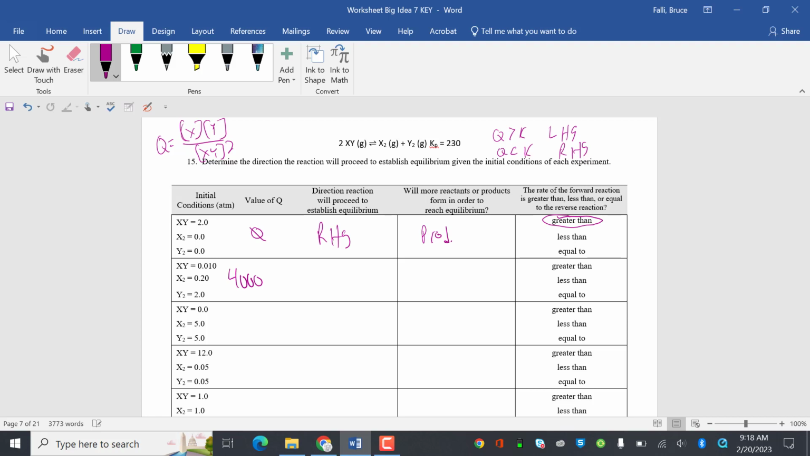So Q is bigger than K. It'll shift to the left-hand side. Will more reactants or products form? Reactants. So the reverse is faster. Oops, sorry. The rate of the forward reaction will be less than.